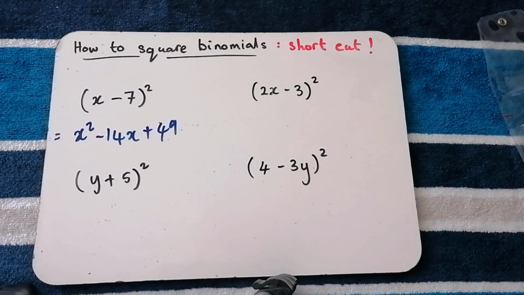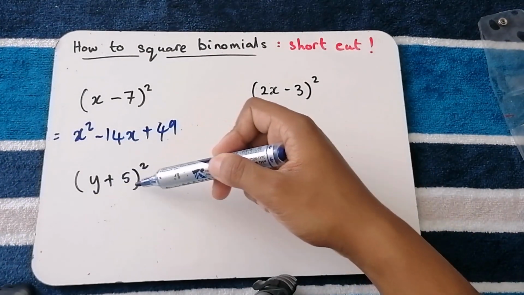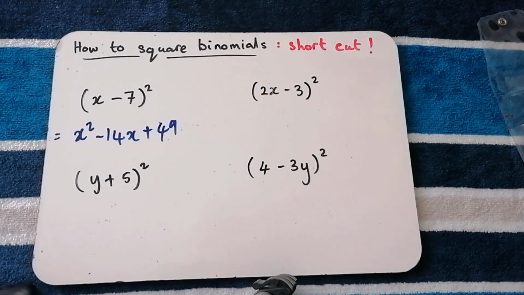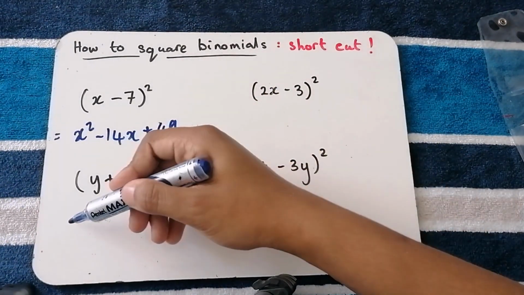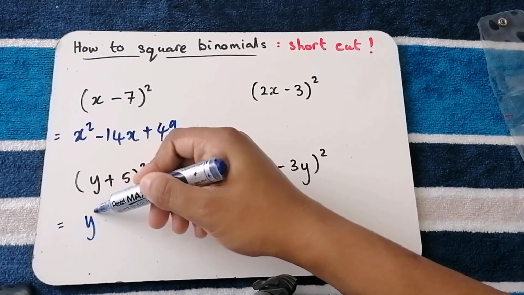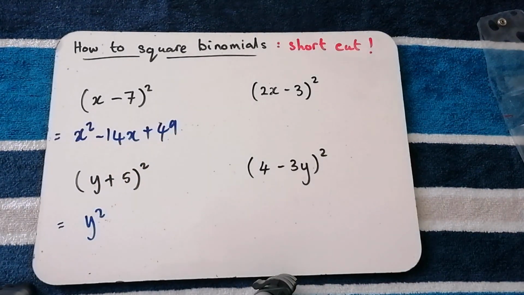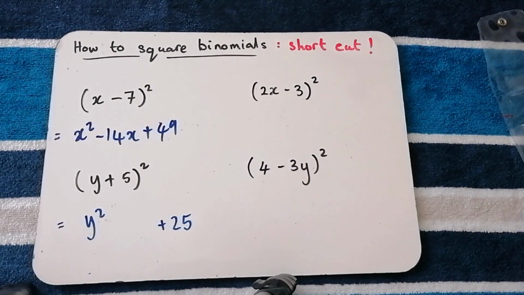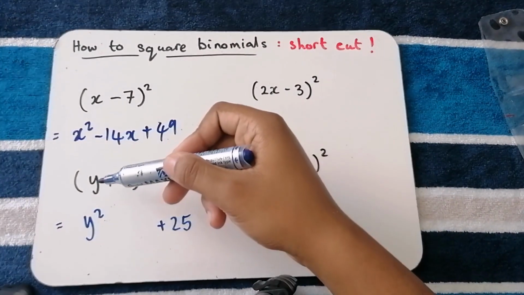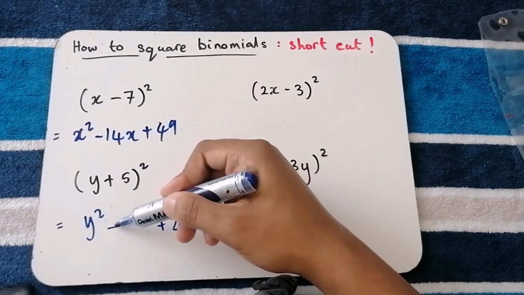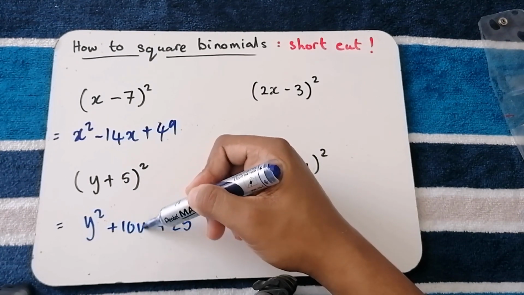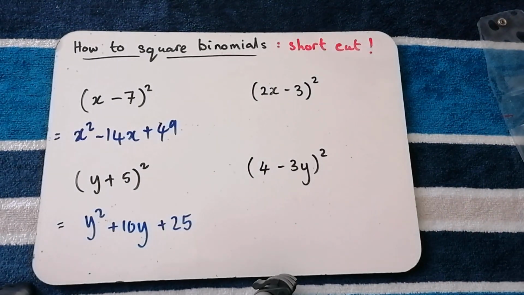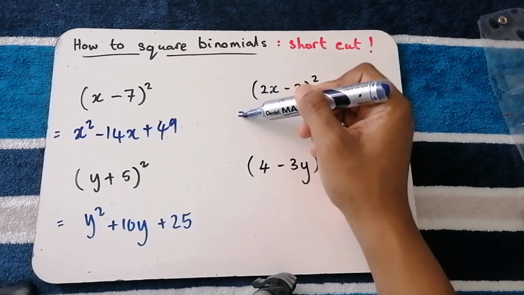Moving on to the second question. Here we have y plus 5 squared. Let's start with squaring the first term. So that is y squared. Then we square the second term. That's 25. Lastly, we want to multiply the terms and then double it. So y times 5, and I double that. That's 10y. Okay, let's continue.